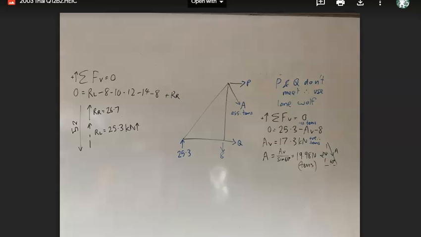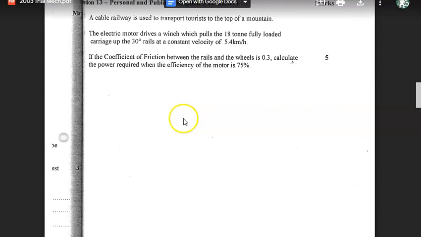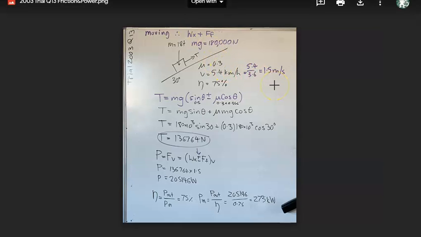to the next question. Okay, we've now got a cable railway taking tourists at the top of a mountain. It's 18 tons, 30 degrees, velocity of 5.4, coefficient of friction of this, and an efficiency of that. So if we have a look at our question, this is what it looks like.